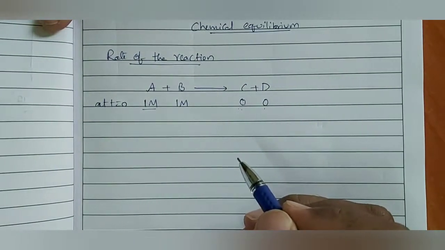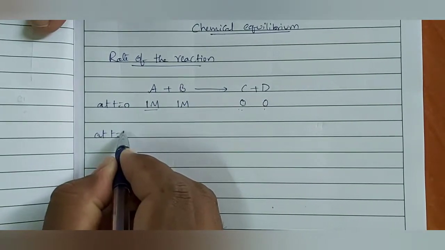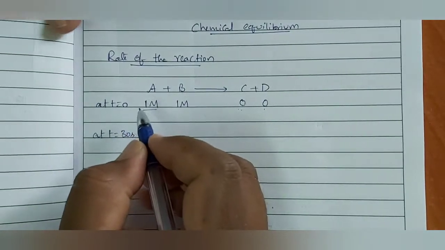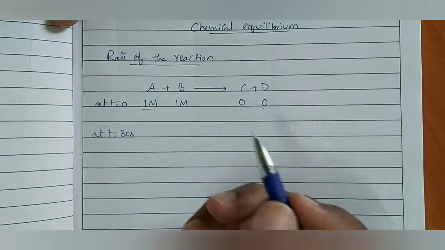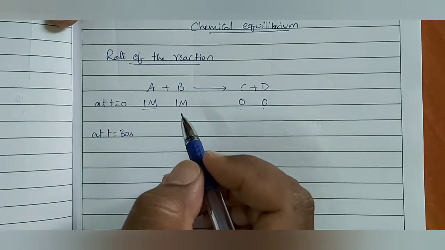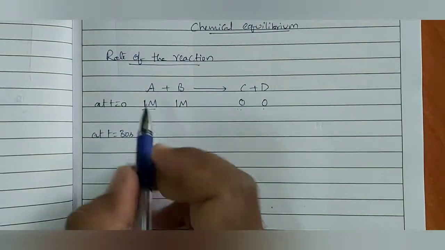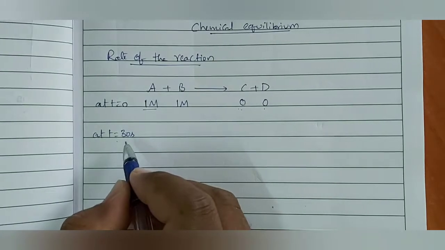Is it okay? Now coming to the time. At time t is equal to 30 seconds. The meaning of this is, I mixed A and B into one beaker. Correctly at that time I am going to mix A and B into one beaker. I will switch on the stopwatch. Then time is going to be started. 1, 2, 3, 4, like that. Now I checked at time 30 seconds.